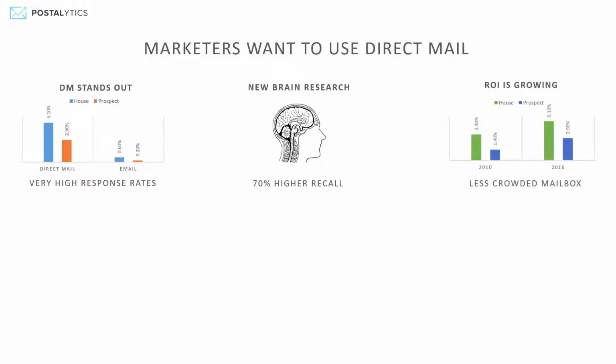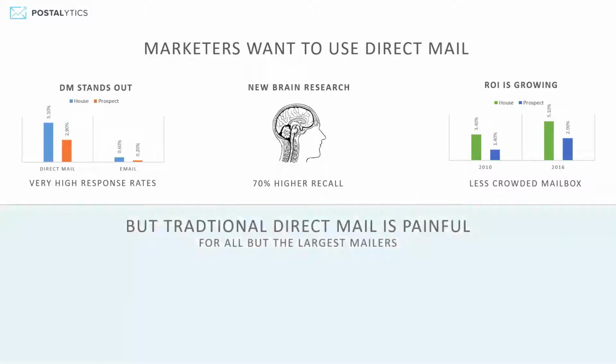And then finally, as the mailboxes become less crowded, those response rates I spoke about earlier are actually growing. When there's less mail cluttering up your mailbox, you're more likely to open it, you're more likely to respond. And so the opposite thing is happening with email: response rates are going down, but with direct mail, response rates are going up. The problem has traditionally been that direct mail is really, really painful to execute on.